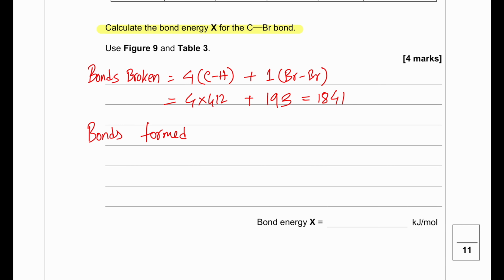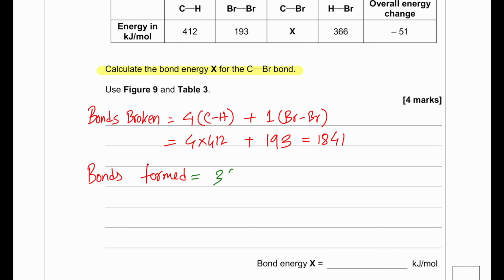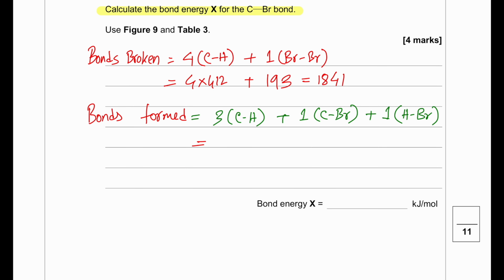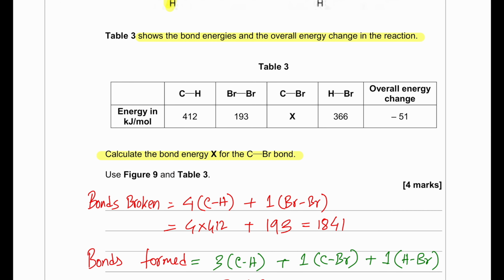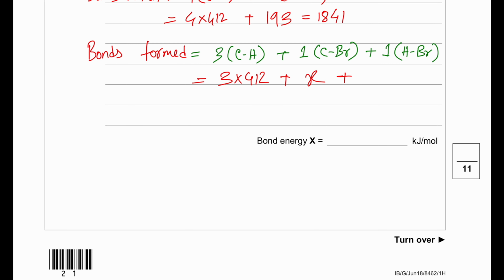Now we need to focus on bonds that are formed. We can see 3 C-H, 1 C-Br and 1 H-Br bond is formed. So each C-H is 412, and the C-Br bond we don't know, so we will just leave it as X, and 1 H-Br formed, H-Br is 366. So this gives us a total of 1602 plus X.